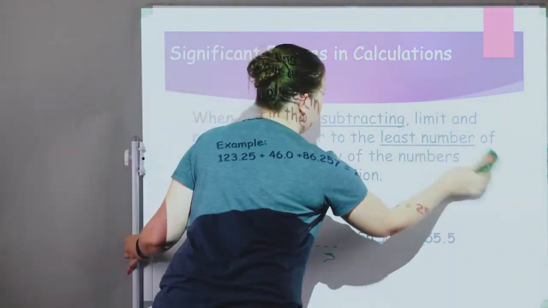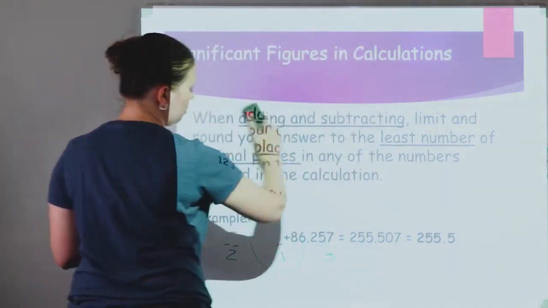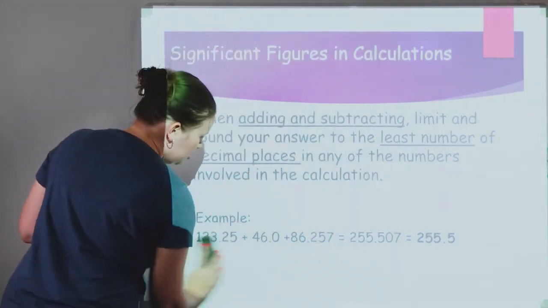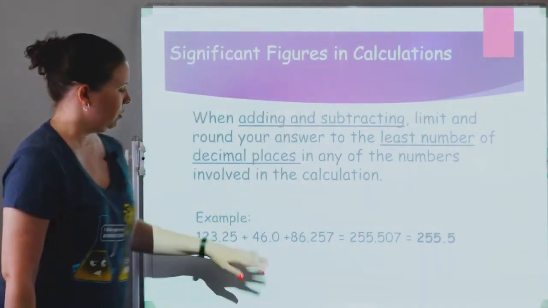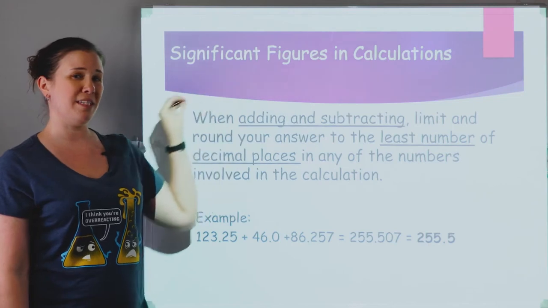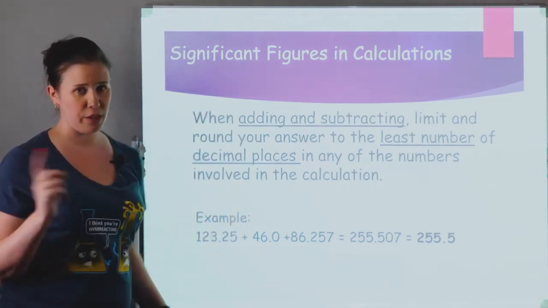And actually in this class, we do about 10 times more multiplication and division than we do addition and subtraction. So this rule usually gets forgotten by the time we need it. So remember, addition and subtraction goes by decimal places. It is different than multiplication and division.